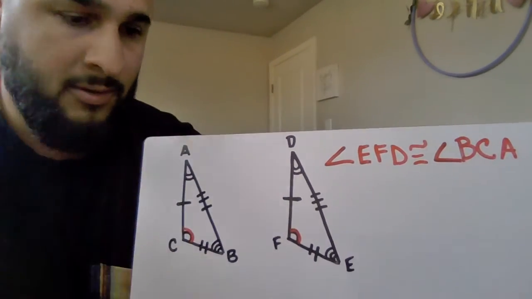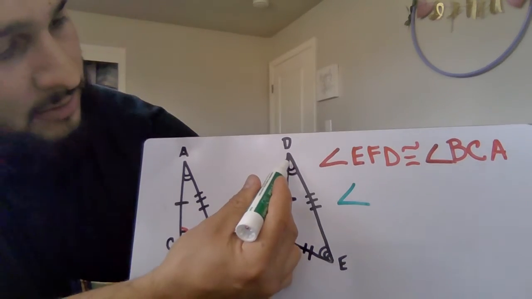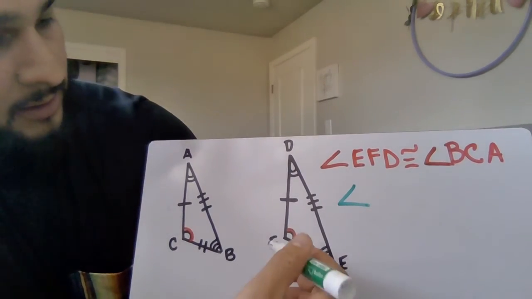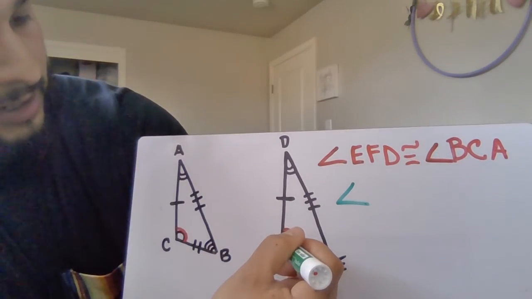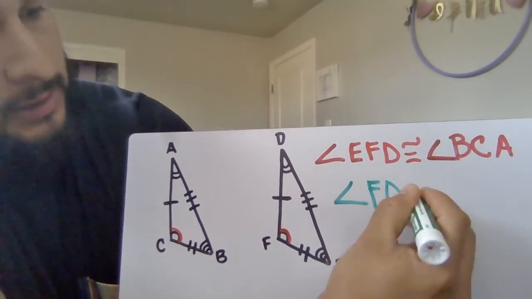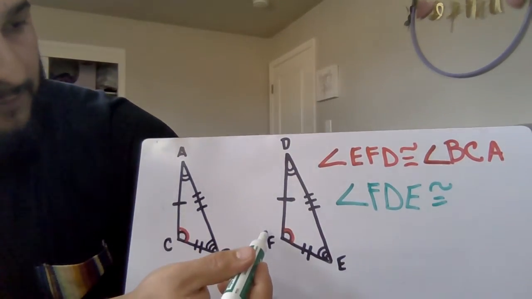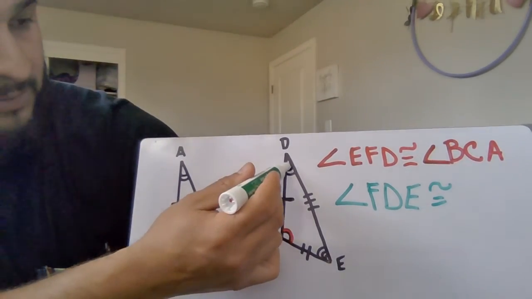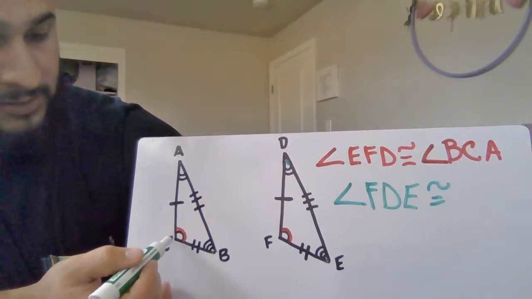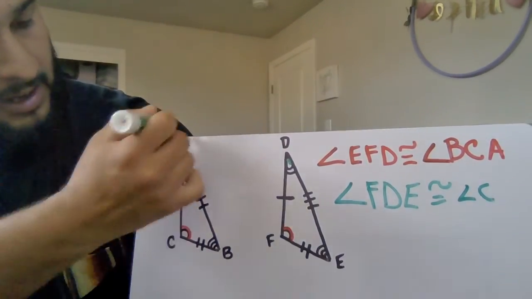Let's do the top angle. Let's say that's angle D, right? But I'm not going to call it D. I'm going to give it a full name of FDE. FDE. And that is congruent to, so if I started with F last time to name this angle here, then I have to start with C this time. So angle CAB.